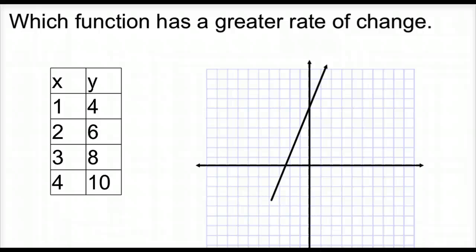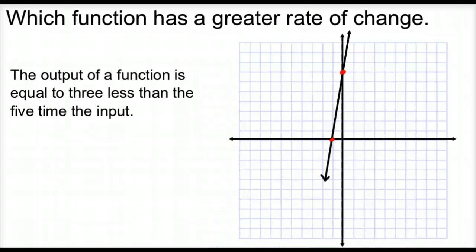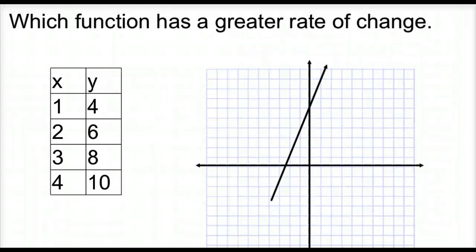This next function is very similar. Here's one problem, and the next one is another problem. Let's take one at a time. Which function has a greater rate of change? We're going to use the same strategy here again. We're going to use these coordinates here, and just for giggles, let's use the last coordinates. We'll call this one x sub 1, y sub 1, and we'll call this one x sub 2, and y sub 2.